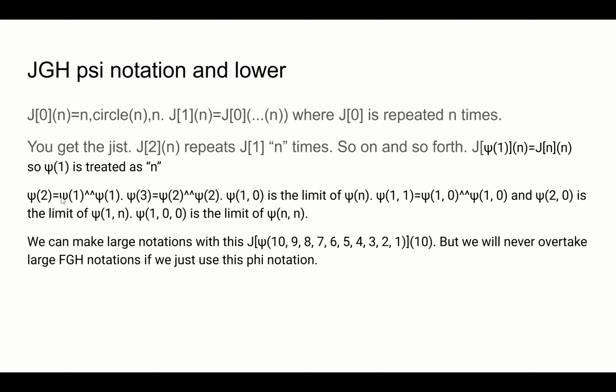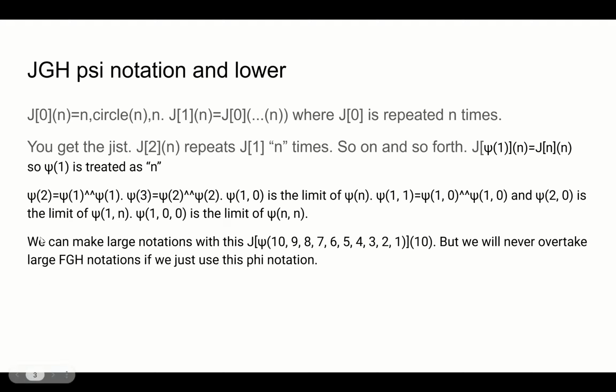Psi 2 equals psi 1 tetrated to psi 1. Psi 3 is equal to psi 2 tetrated by psi 2. Psi 10 is the limit of psi n. Psi 11 is equal to psi 10 tetrated by psi 10, and psi 20 is the limit of psi 1 n. Psi 100 is the limit of psi n n.